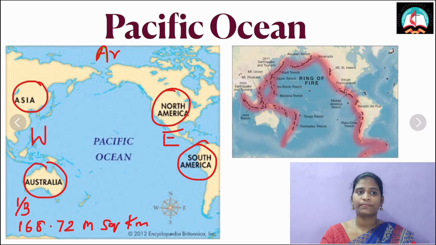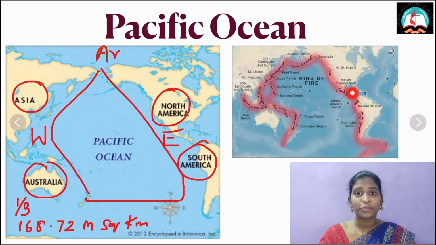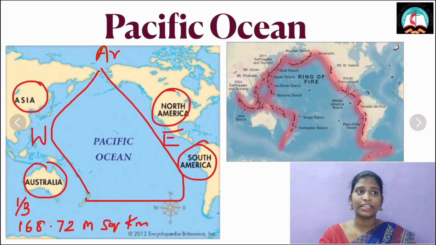A chain of volcanoes is located around the Pacific Ocean, called the Pacific Ring of Fire, which means a chain of volcanoes is present around the Pacific Ocean, and so it is called the Pacific Ring of Fire. The next ocean is the Atlantic Ocean.